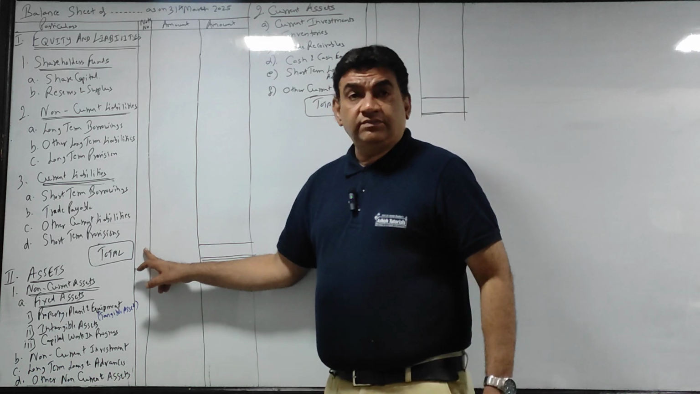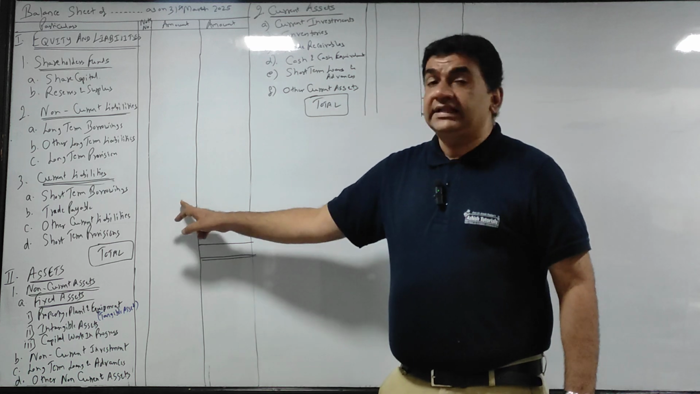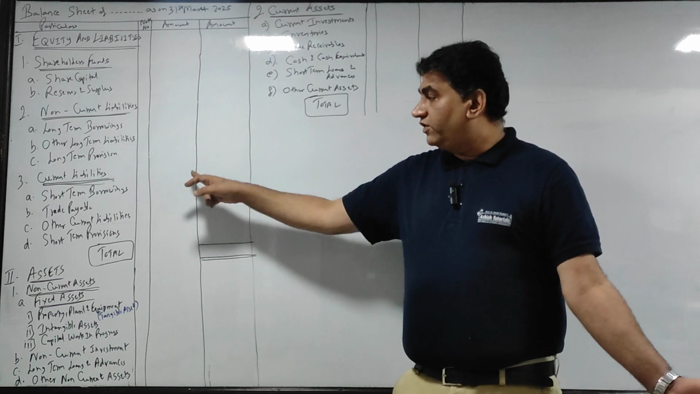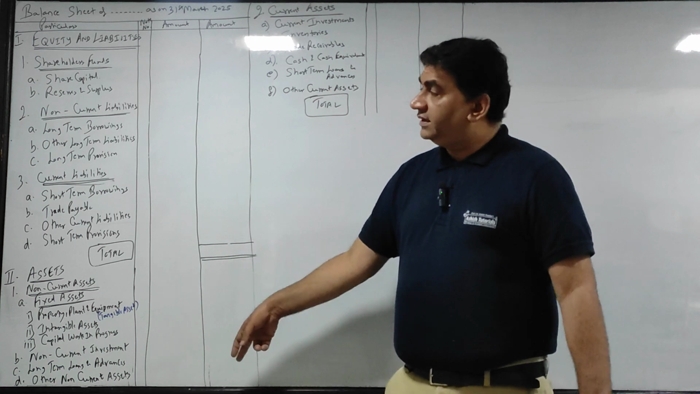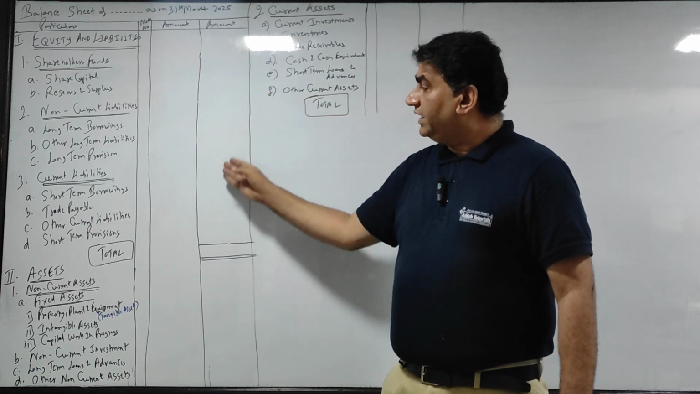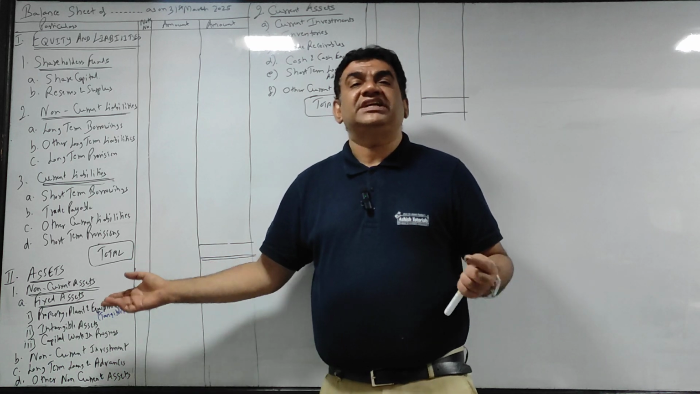So that was short-term provisions. Total of all four will come outside. That will be current liability. And if you are not preparing second inner column, see the bar. Got it? Now, whatever amount you have written here, uska total will be your balance sheet ka total.